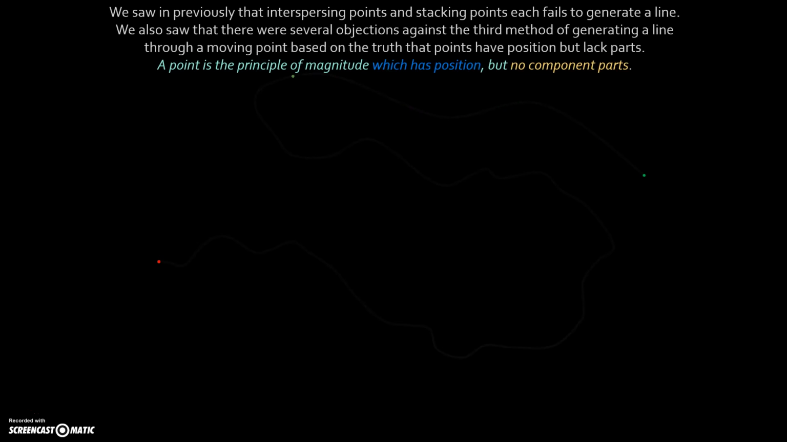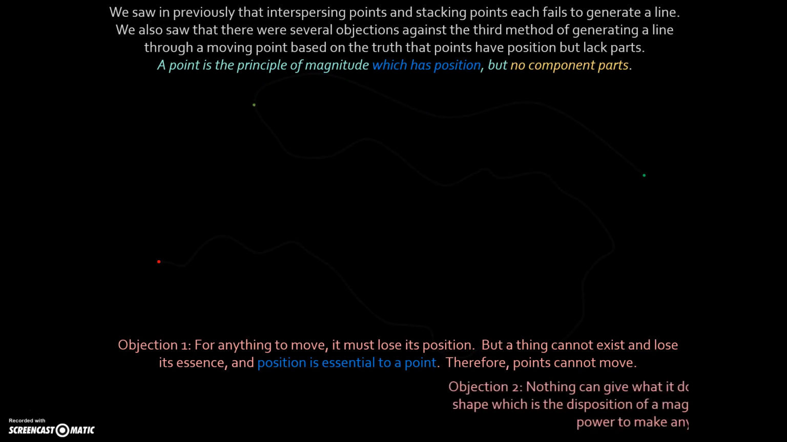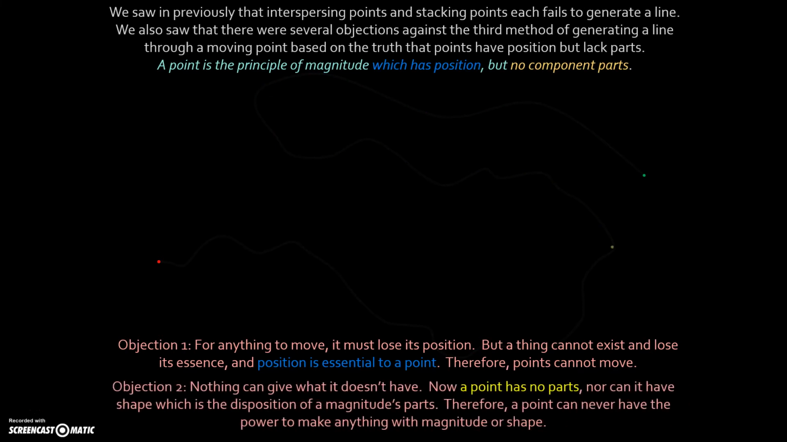We saw previously that interspersing points and stacking points each fails to generate a line. We also saw that there were several objections against the third method of generating a line through a moving point, based on the truth that points have position but lack parts. The first objection was based on the fact that by their essence points have position. It seemed, therefore, that you could not change your position. The second objection was based on the fact that points have no parts. It seemed impossible that something without parts could generate something like the line that had both parts and shape.